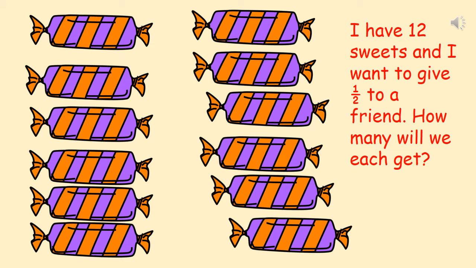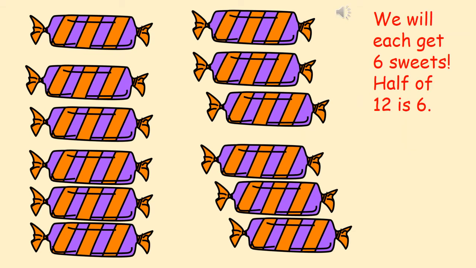I tell you, I like sweets. I've got 12 now, but I want to give half to a friend. How many will we each get? Pause the video and see if you can work it out. We would each get 6 sweets. Half of 12 is 6. It's much easier to halve an even number.